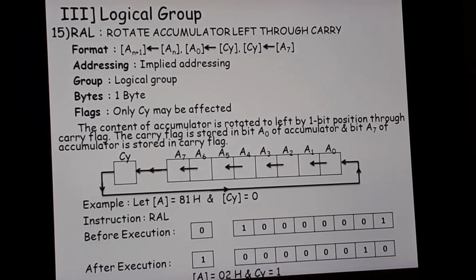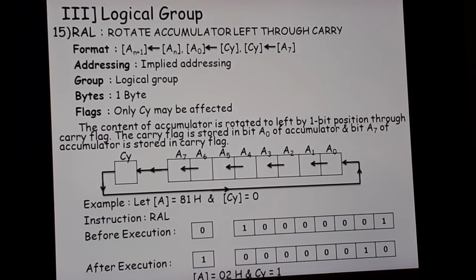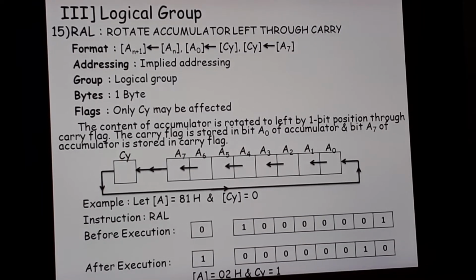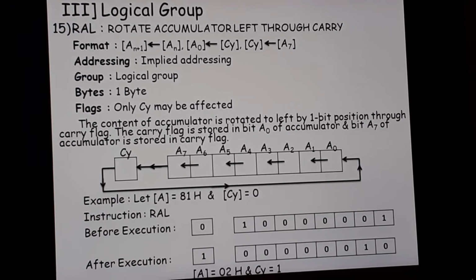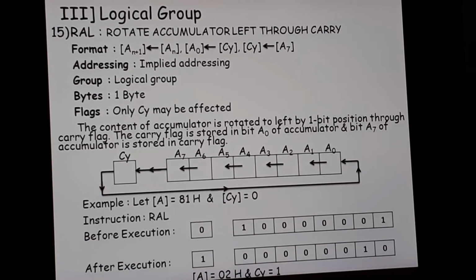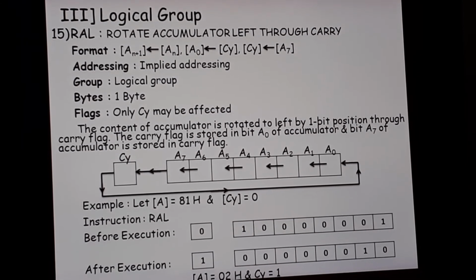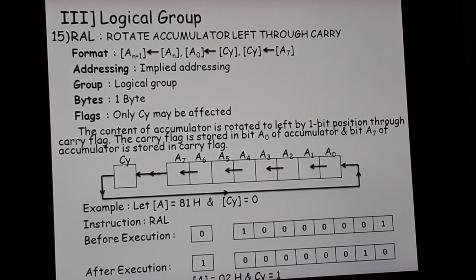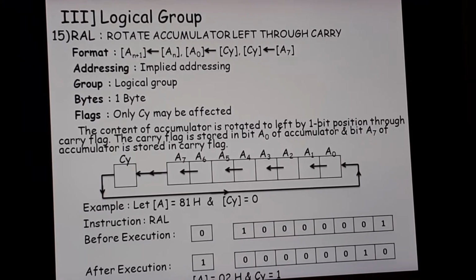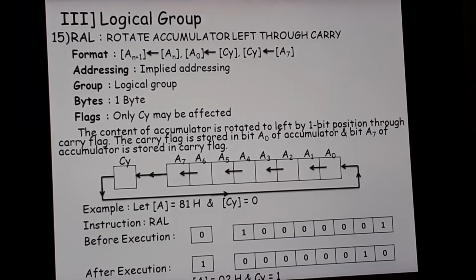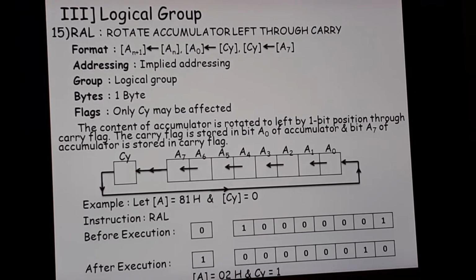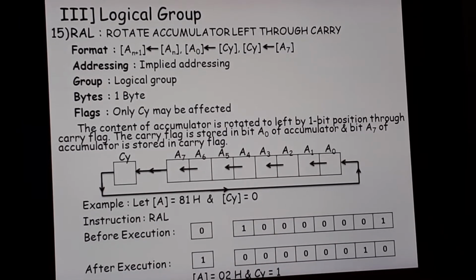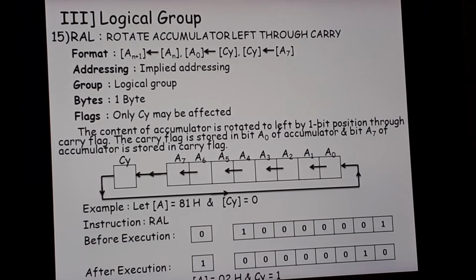So RLC, rotate accumulator left, RRC, rotate accumulator right, and next one is RAL, which is rotate accumulator left through carry. Okay, so the format here I have written is A7 to carry, carry to A0, AN to N plus 1. The addressing mode is the same, implied, group is logical group, bytes is 1 byte, and the flag affected is only carry. So how will you write the explanation?